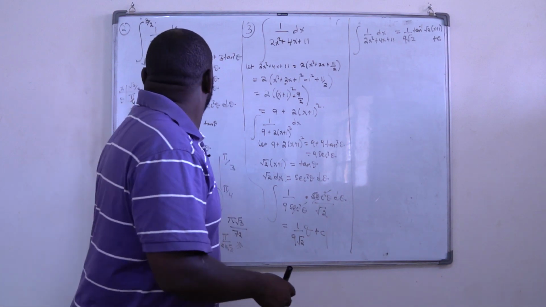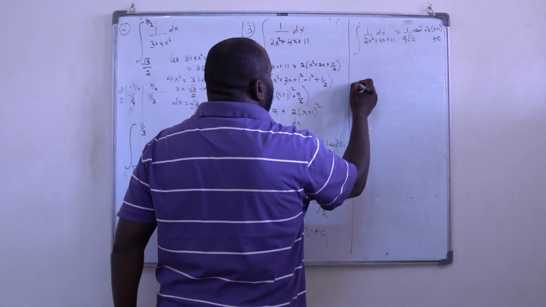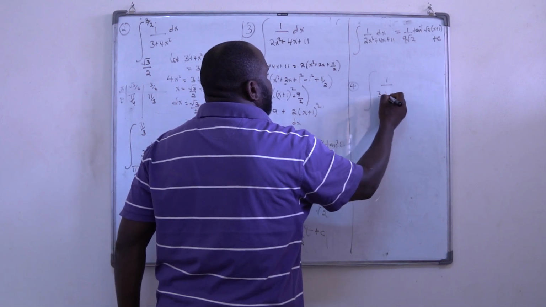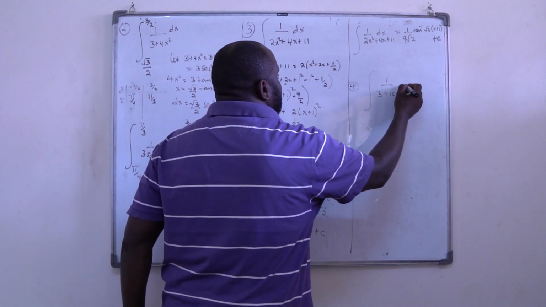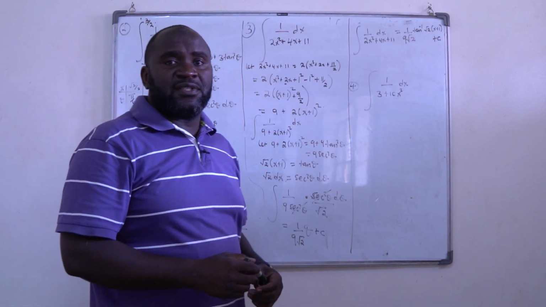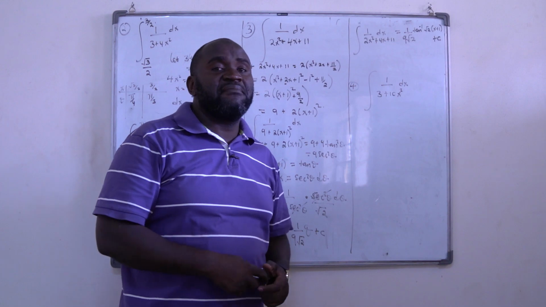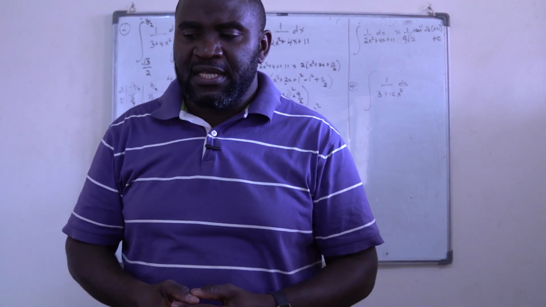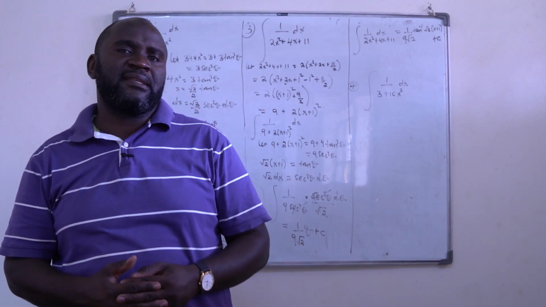So allow me to give example 4 as the assignment. 1 over 3 plus 10 x squared dx. My followers, our learners, our subscribers, please try out that number. You leave the answer in the comment section. In case you get a challenge, let us know, and then we find a way of how we can assist.